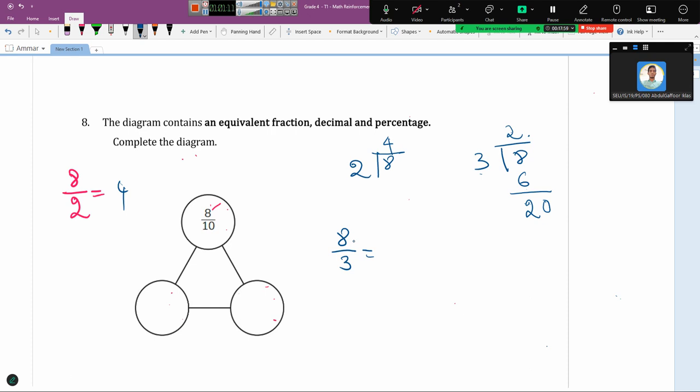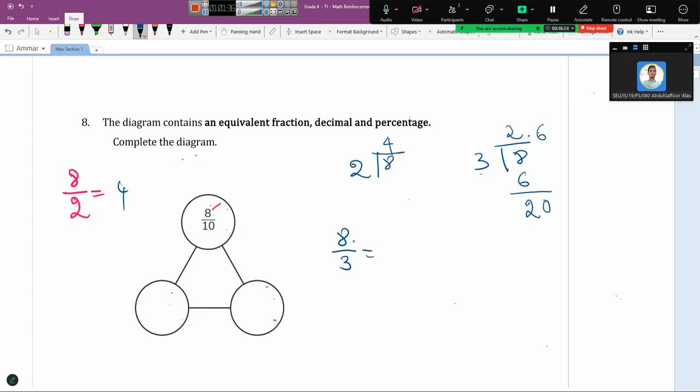You should be familiar with the multiplication table, right? It should be at your fingertips. So how many 3's do we have in 20? 3 times what will give you a number below 20? 18, right? So 6 into 3 is equal to 18.